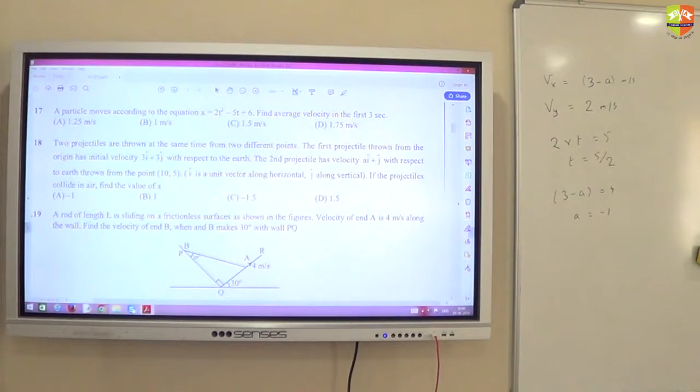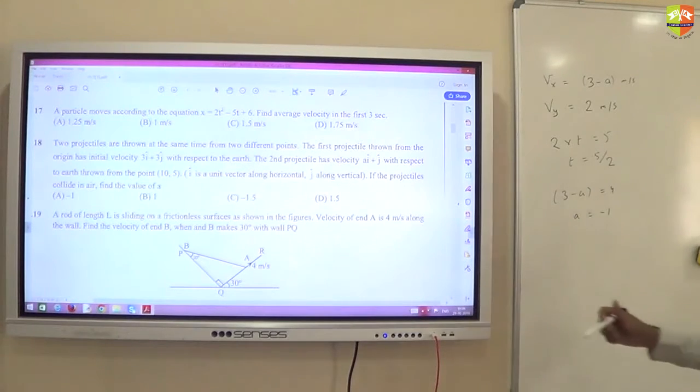See, 2 into t, this is the velocity of approach along the y axis, and how much do they have to approach? 5 is the distance of approach along the y axis. So 2, the velocity of approach along the y axis, into t should be equal to 5. Acceleration of approach is 0.